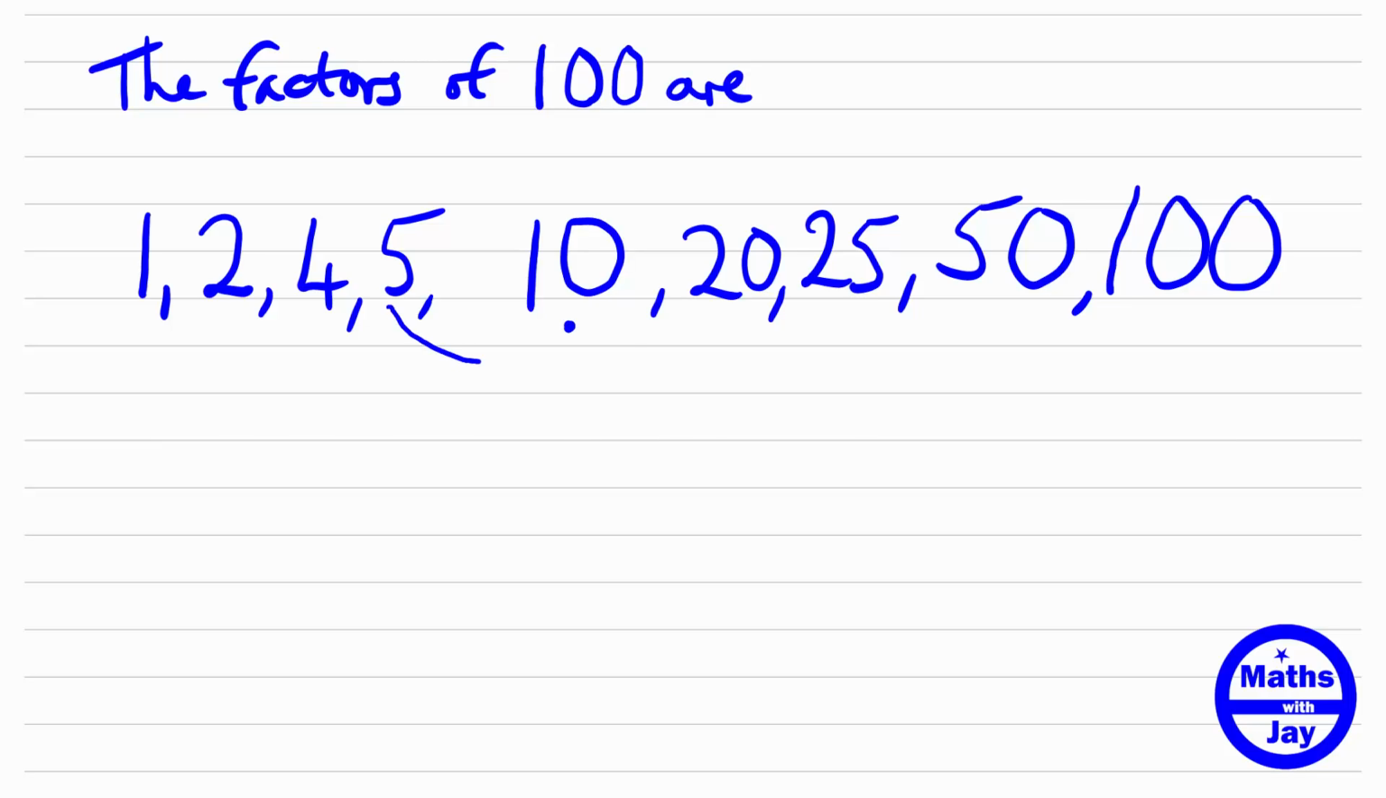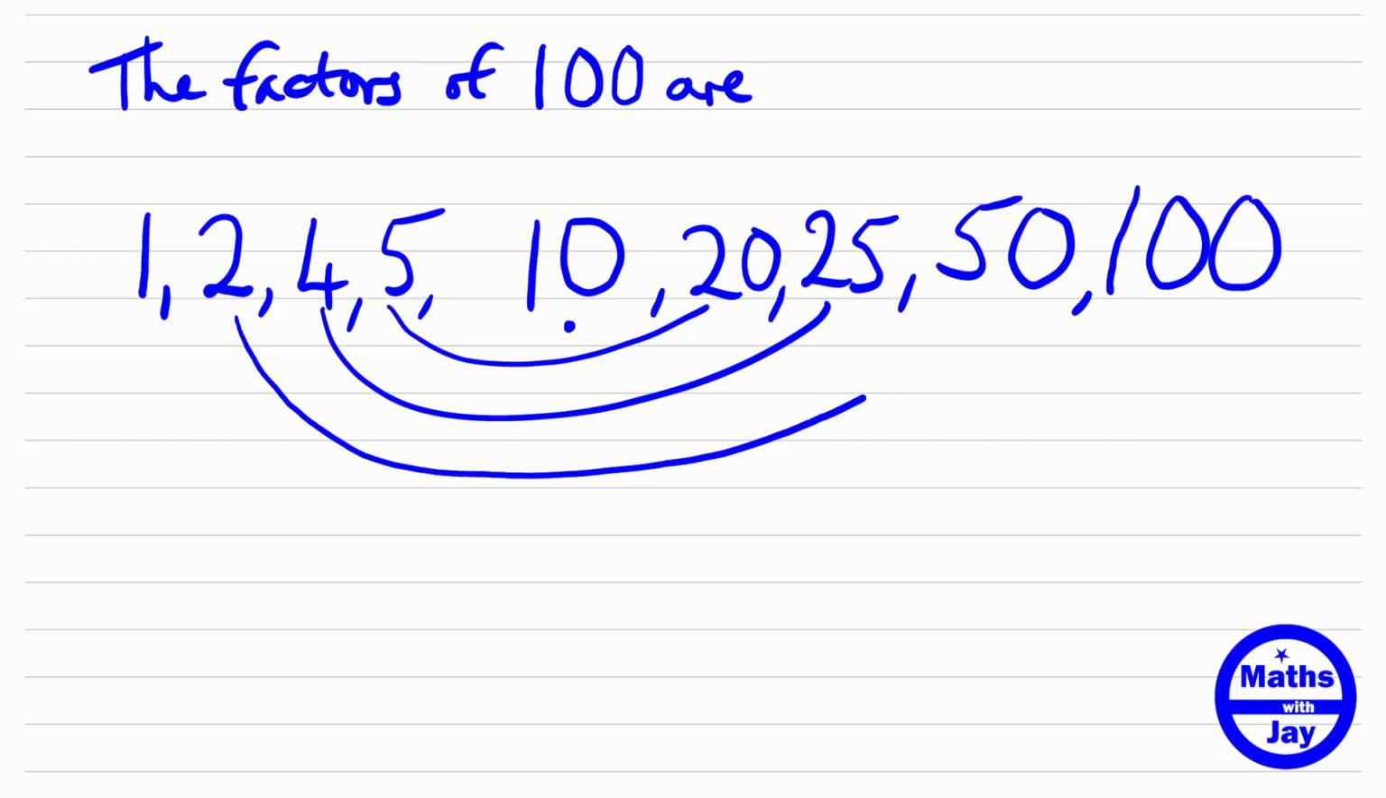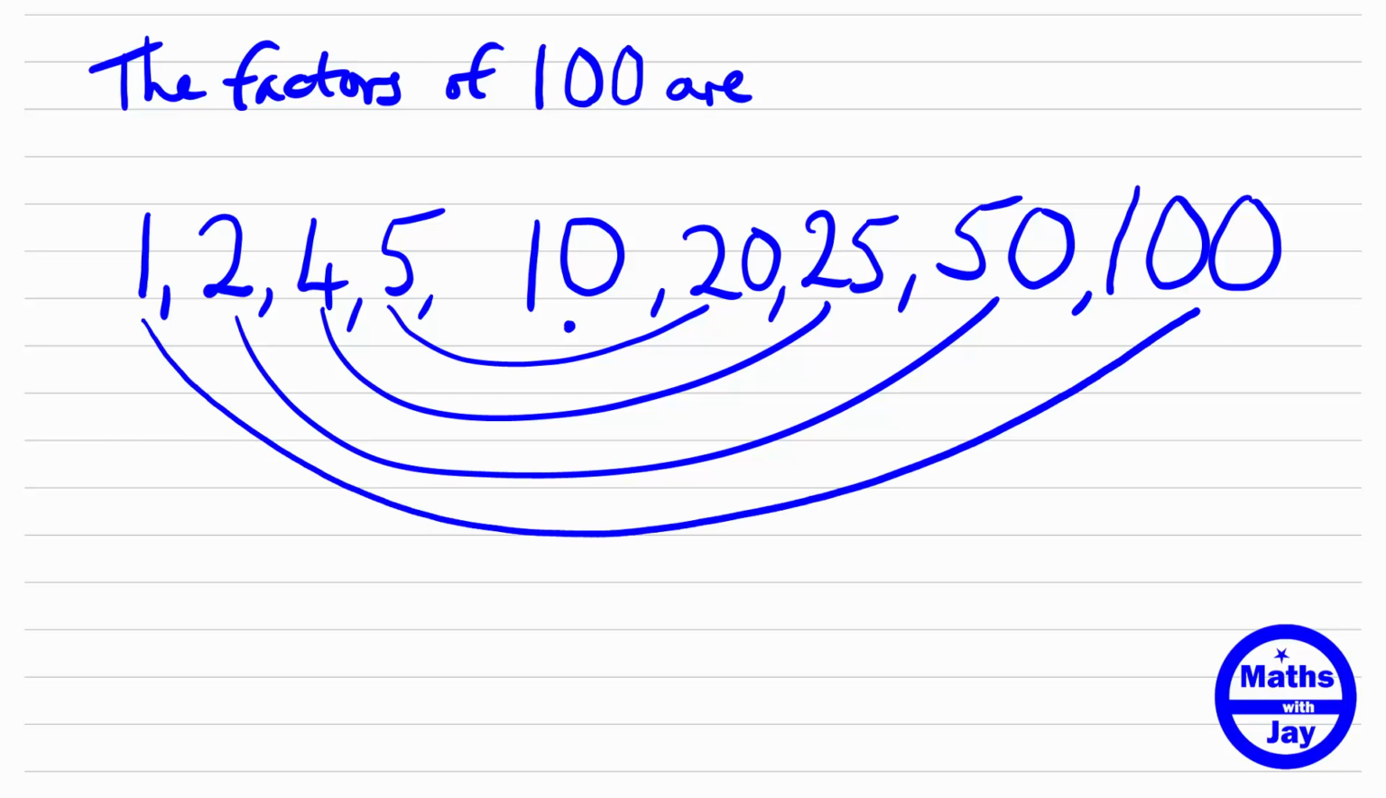If you want to, you can join these up. So 5 times 20, 4 times 25. Notice that these lines never cross each other. 2 times 50 and 1 times 100. When you've done this for a while, you can just kind of imagine these lines, but it's handy when you're first doing it to get the idea of it, and by putting the kind of dot in the middle when it's a square number.